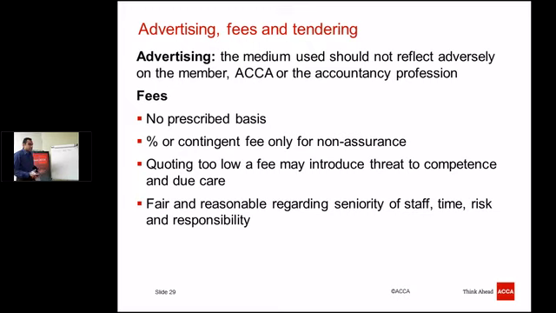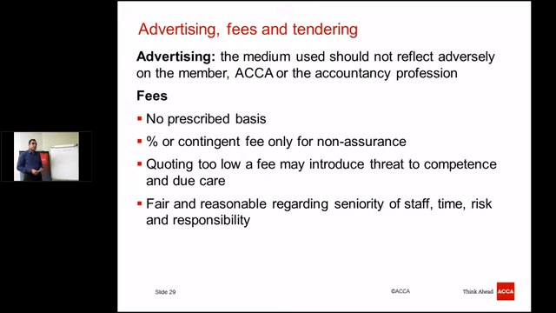So in certain situations, sometimes the non-assurance work also may have certain repercussions or restrictions with regard to what is the maximum or the minimum or the whole range of fees that can be charged. So the percentage or contingent fee is allowed, but only for non-assurance work.